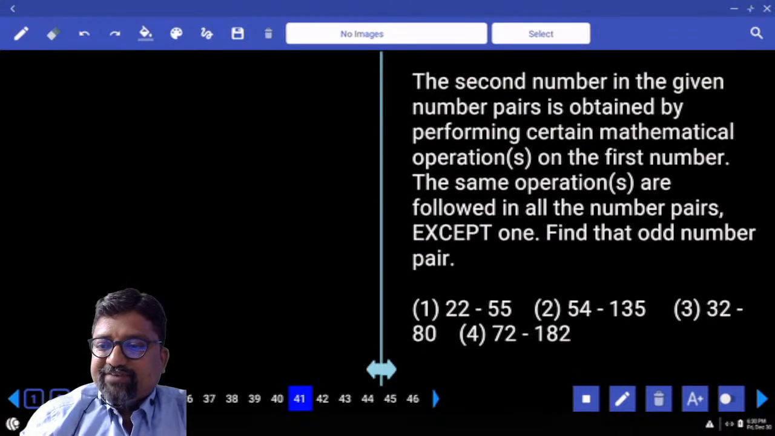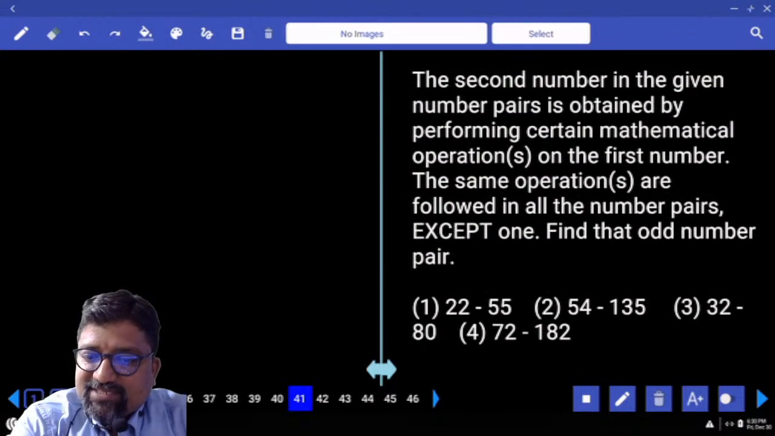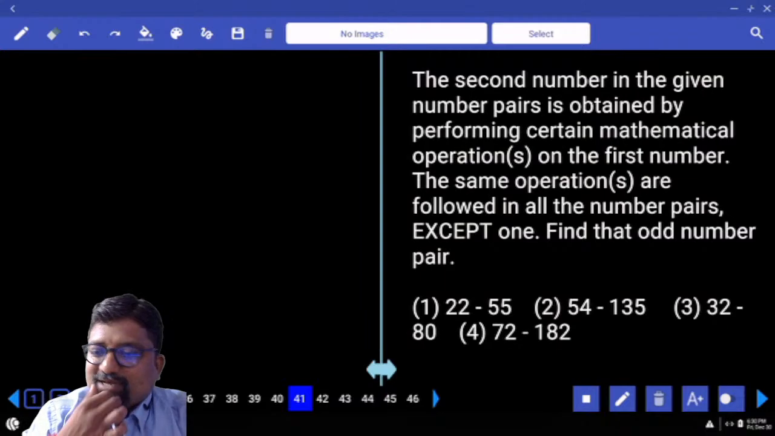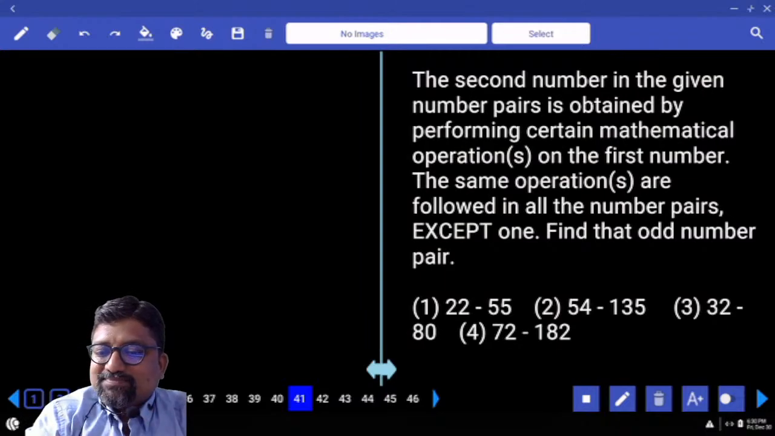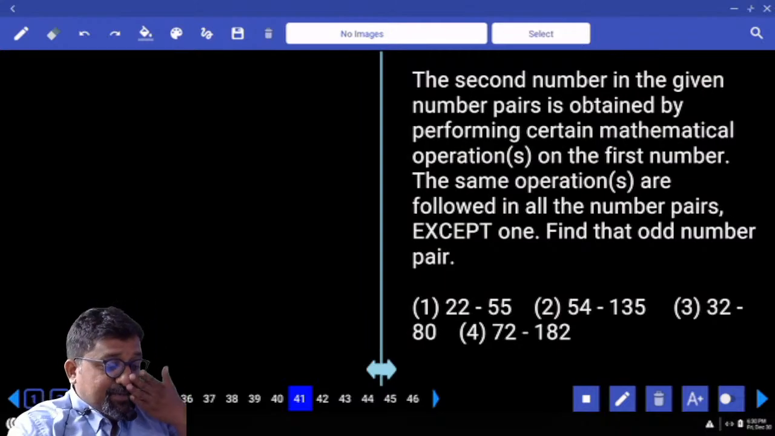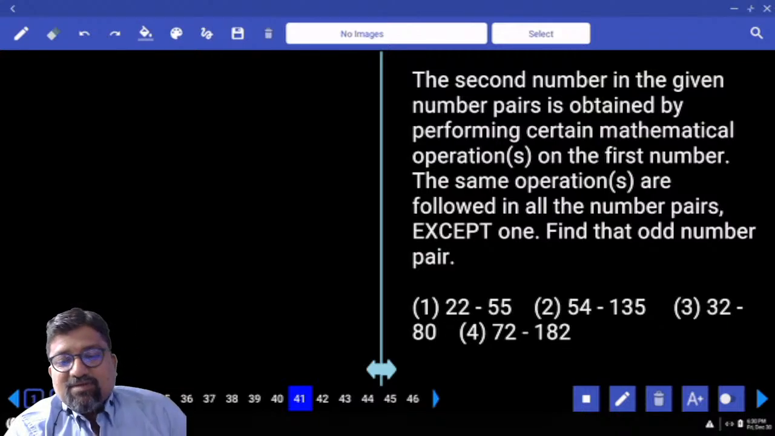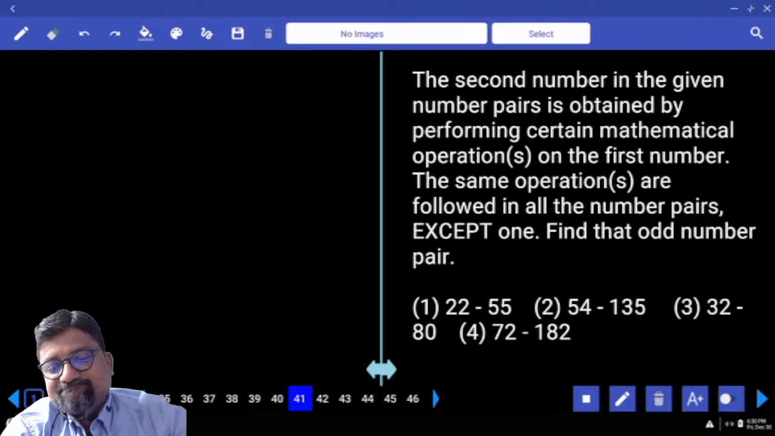22 and 55. The second number is given. Number pair is obtained by performing certain mathematical operations on the first number. Clearly says you need to apply some mathematical operation on the first number. 2255.